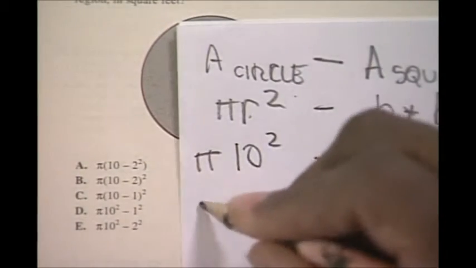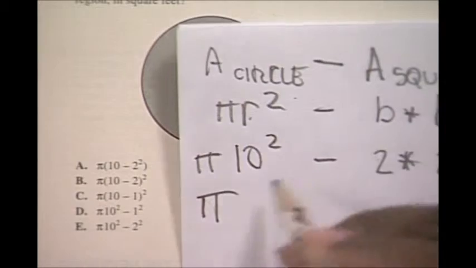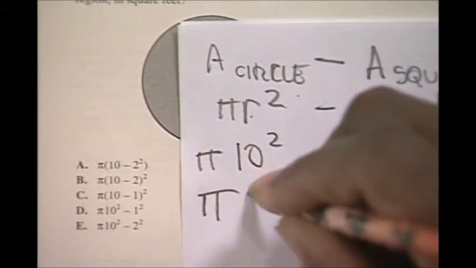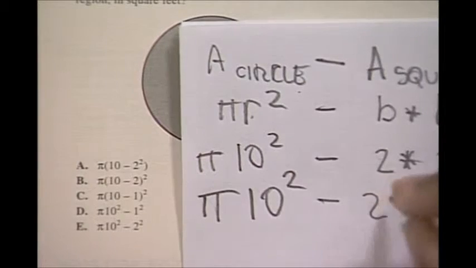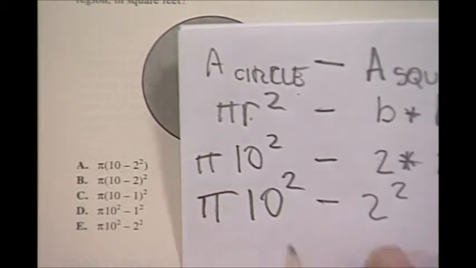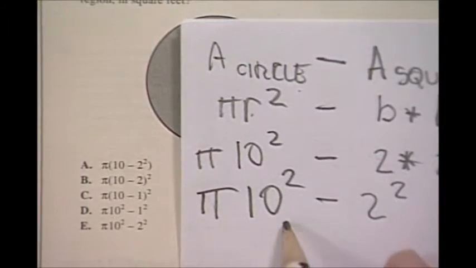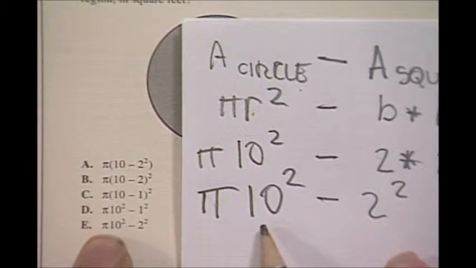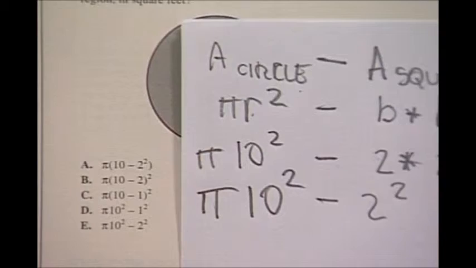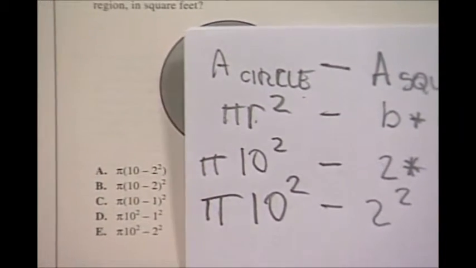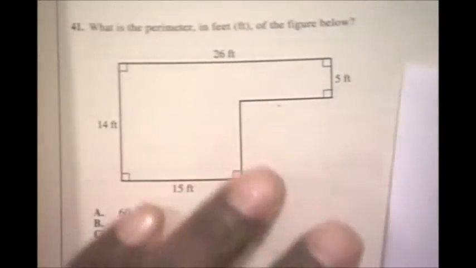So what you have here is pi 10 squared minus 2 squared. Don't even bother trying to simplify it. And hopefully you see that the final answer there would be E. Final answer. All right? And that's what we would want you to be able to do.